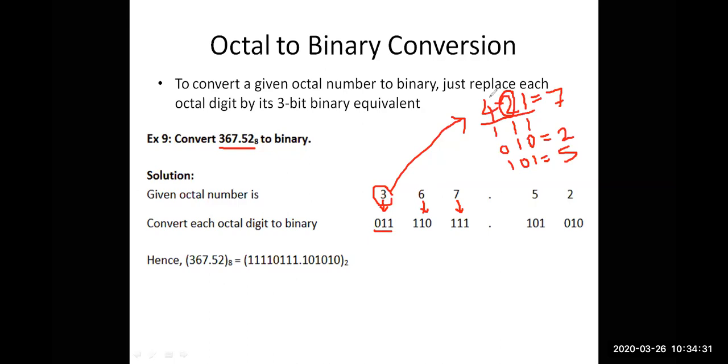Similarly, 6 can be represented like this. 4 plus 2 is 6, so 1 1 and 0. Then 7: 4 plus 2 plus 1 is 7, so we should have all ones like this. Then after the dot, 5: 4 plus 1 is 5, so 1 0 1. Then 2: only one digit is there, so 0 1 0. So this is a very simple conversion of octal to binary. Conversion from octal to binary and hex to binary is very simple.